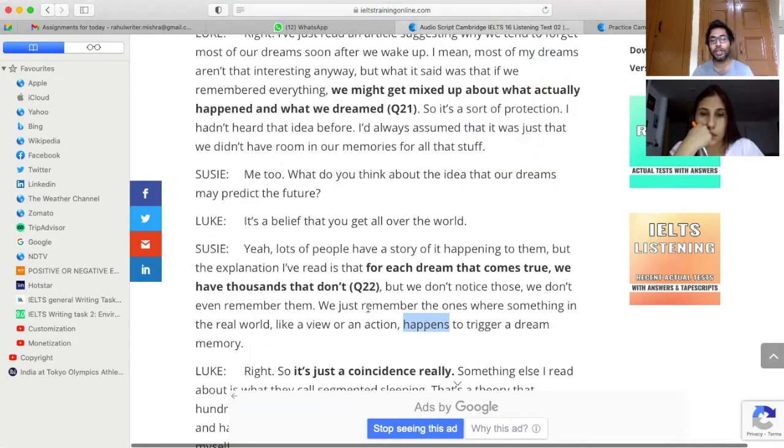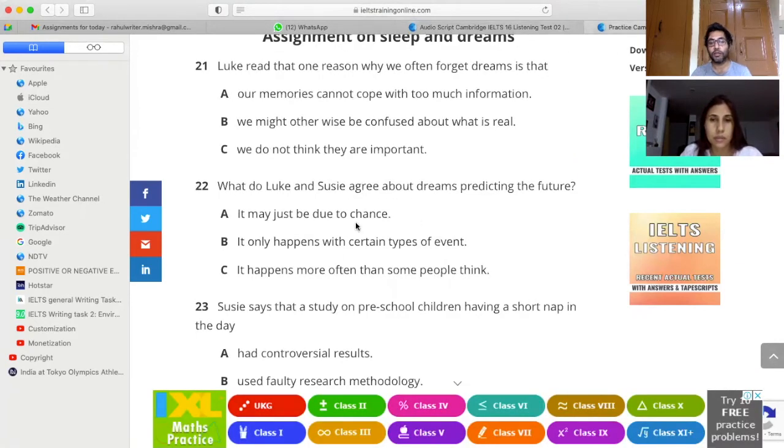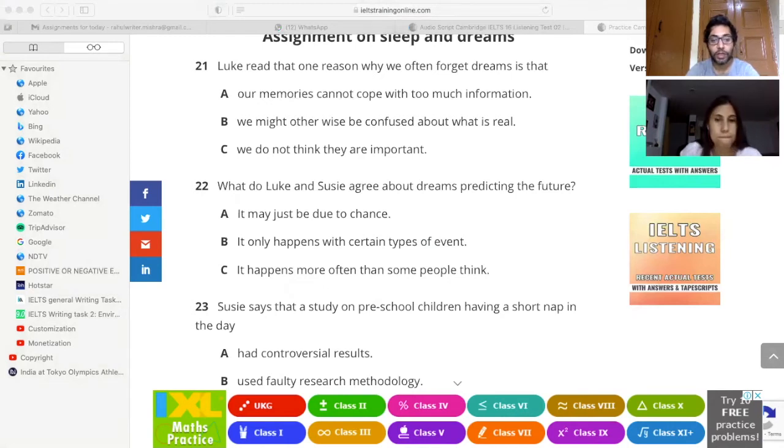Basically due to chance, right? So one dream might come true, thousands don't. So it's all about chance, right? It's just a coincidence. He says it's just a coincidence actually. Then coincidence, chance. So dreams predicting the future is all about chance, coincidence. Okay. Dreams predicting the future is all about coincidence, chance.